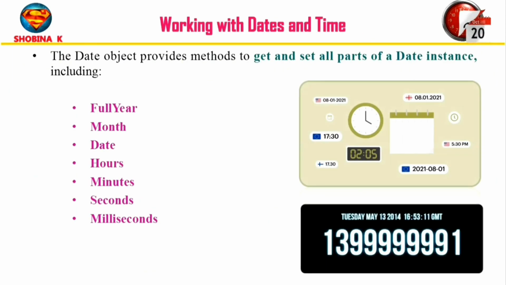Now let's move on to the different JavaScript date methods. The date object provides methods to get and set all parts of a date instance like full year, month, date, hours, minutes, seconds, and milliseconds. These methods can be used with the words get or set before each of the keywords.